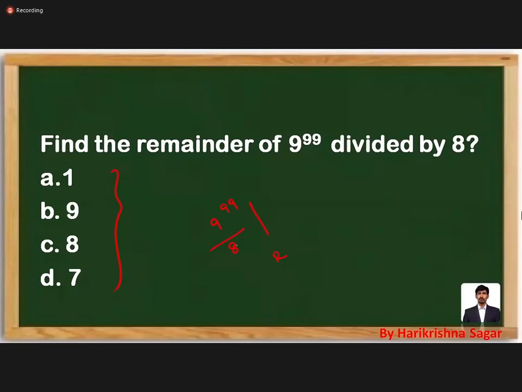I'm not looking at what the exact value of it is. I'm trying to understand what the denominator is here. You are dividing some number by 8. If you are dividing some number by 8, you will always get a remainder which is less than 8. That means the possible remainders are 0, 1, 2, 3, up to 7. So these are the only possible remainders. The remainder cannot be 8 or 9. So the answer can be either 7 or 1.